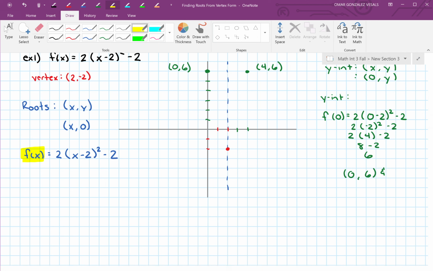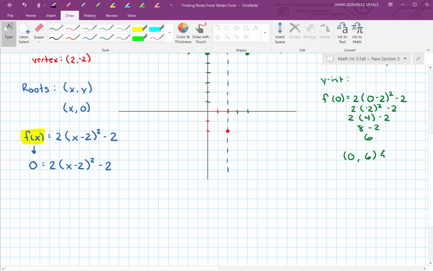So f of x is 0. So you would have to do it like this. 0 equals 2 parentheses x minus 2 squared minus 2. Does that make sense, guys? Yeah. So it's not a function of 0, it is 0. Okay, so you're setting it equal to 0 to find the roots. And then you can just solve this.